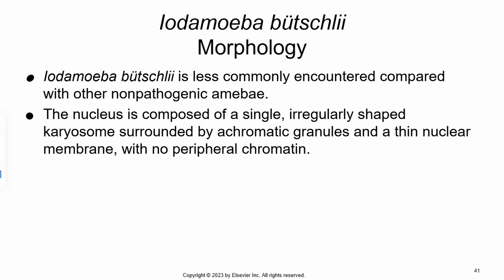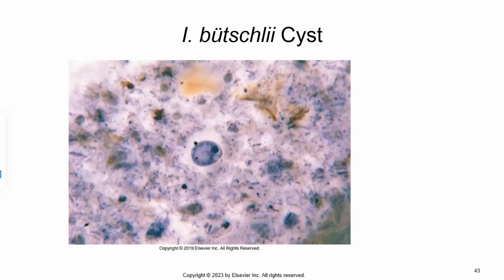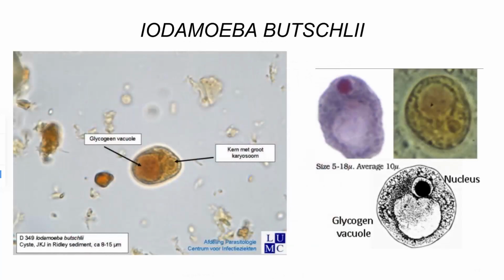Iodamoeba bütschlii is less commonly encountered compared with other non-pathogenic amoeba. The nucleus is composed of a single irregularly shaped karyosome surrounded by achromatic granules and a thin nuclear membrane with no peripheral chromatin. So that's a picture of the trophozoite and the cyst. Here's another picture. You can see the nuclei and then this large glycogen vacuole.